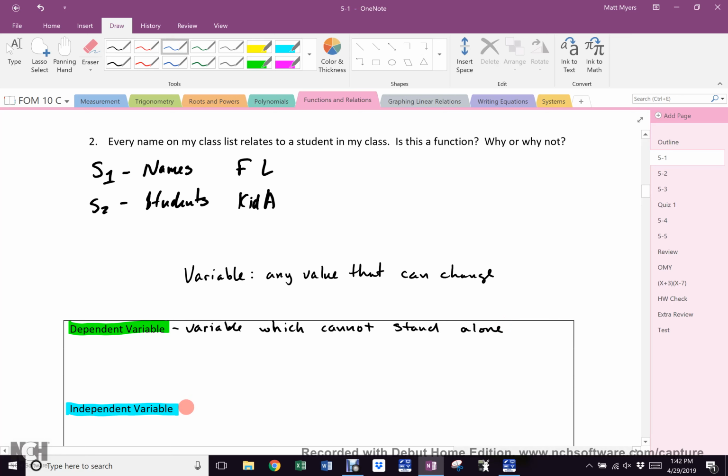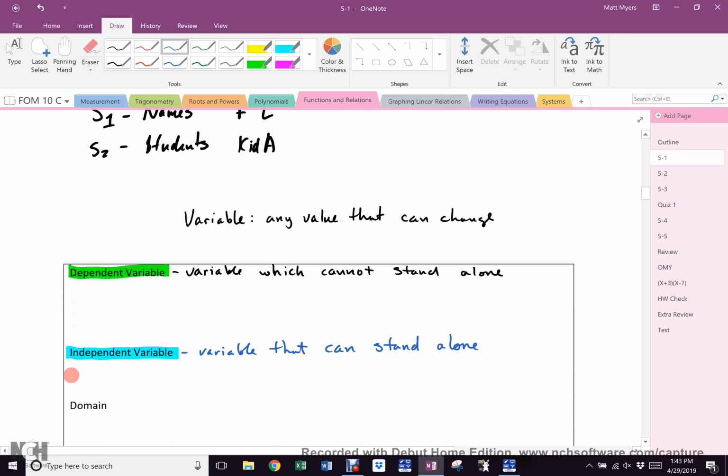So then, obviously, the independent variable is the variable that can stand alone. And I like to think of it as the independent variable is the variable that's the same for everyone, regardless of data. Now here's what I mean.